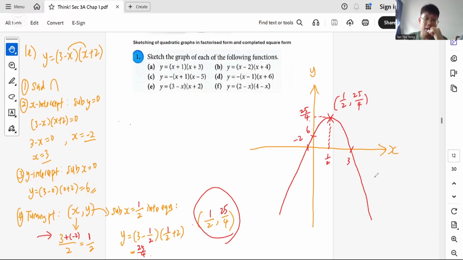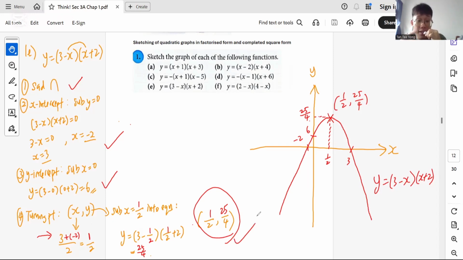Okay, so label your graph. y equals 3 minus x plus 2. So double check. First thing, set phase. Second thing, my x-intercepts are -2 and 3. Third thing, my y-intercept is 6, already labeled on the graph. Fourth, turning point, half and 25 over 4. So this is done also.